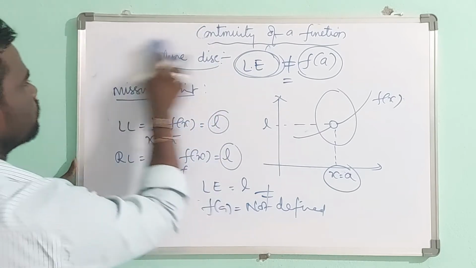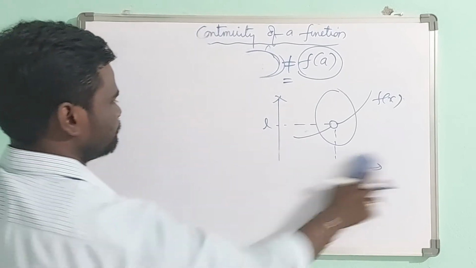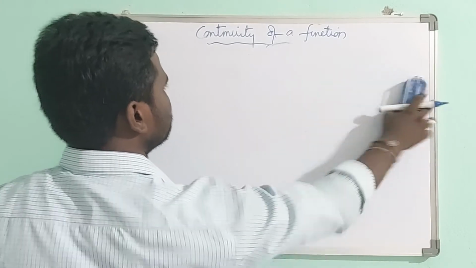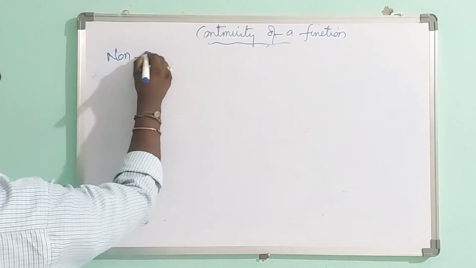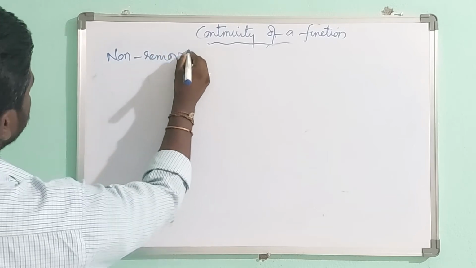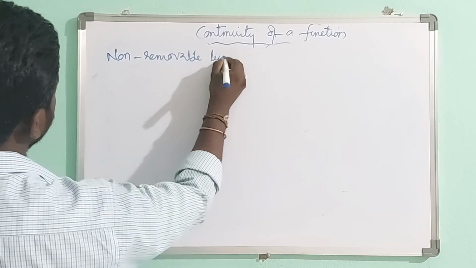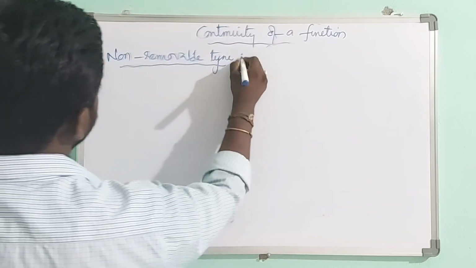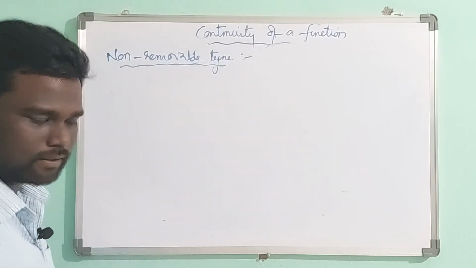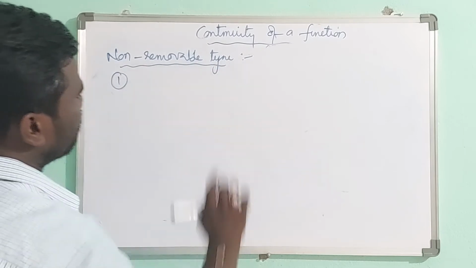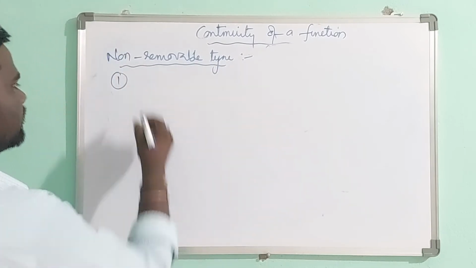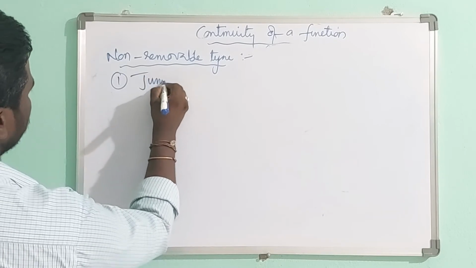Now move on to the second type, that is non-removable type. So here also we have two cases. The first one is non-removable type of first kind, that is jump discontinuity.